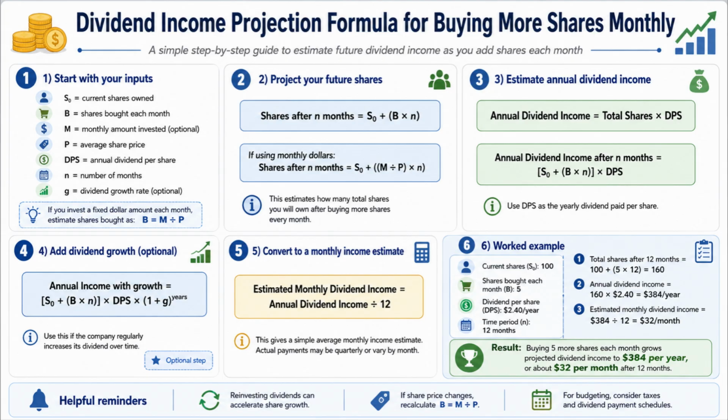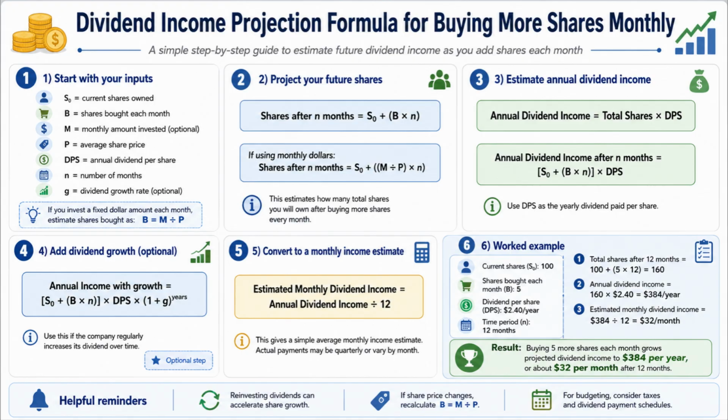Then, calculate the annual dividend income. Multiply 160 shares by $2.40. The result is $384 per year. After that, divide $384 by 12 to estimate the monthly dividend income. This gives about $32 per month.